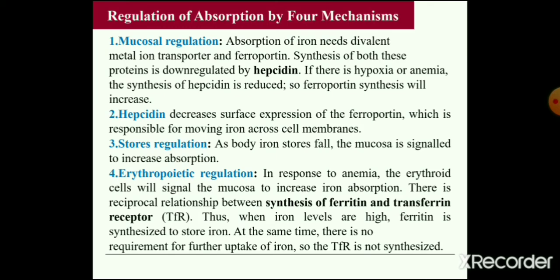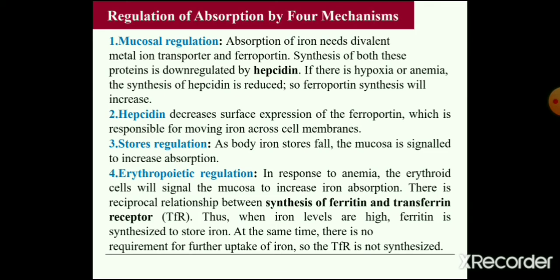If there is hypoxia or anemia, the synthesis of hepcidin will not occur. Only when there is enough iron, hepcidin is synthesized. So in the case of anemia, there is no synthesis of hepcidin. If there is no hepcidin, there will be enough divalent metal transporter DMT1 as well as ferroportin. So more iron can be absorbed through the transporter, and from the cell, more iron can be released to the blood also. Hepcidin decreases the surface expression of ferroportin, which is responsible for the moving of iron, that we have already explained. Now the second method of regulation is the stores regulation.